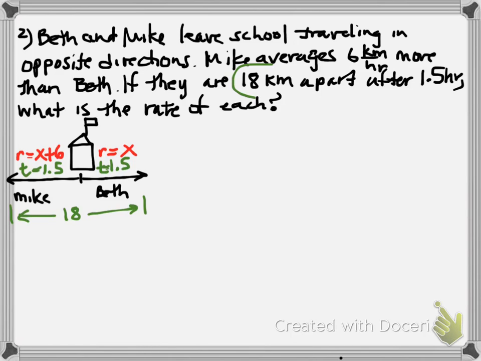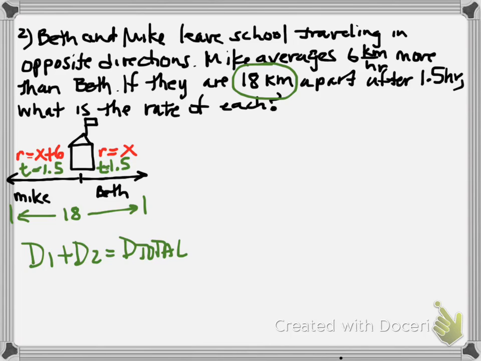Yeah, notice this word right here. It has a distance label. So it says they're 18 kilometers apart. It's telling the total distance from where Mike is to where Beth is. So this is that situation of D1 plus D2 equals D total.